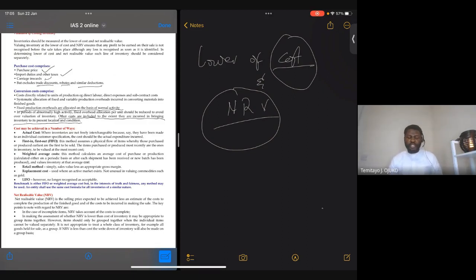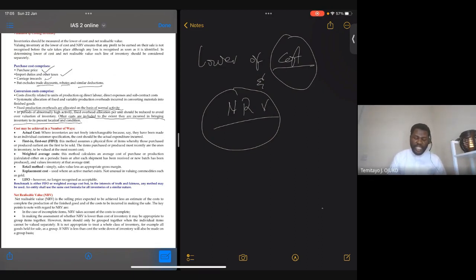First in, first out. These are things that I know we're familiar with. This method assumes a physical flow of items whereby those purchased or produced earliest are first to be sold. The ones purchased first are first to be sold. You are just assuming when you're valuing the cost of your inventory. Now, the items purchased or produced most recently are the ones in the inventory to be valued at the most recent cost. Weighted average, this is a bit different from first in, first out.